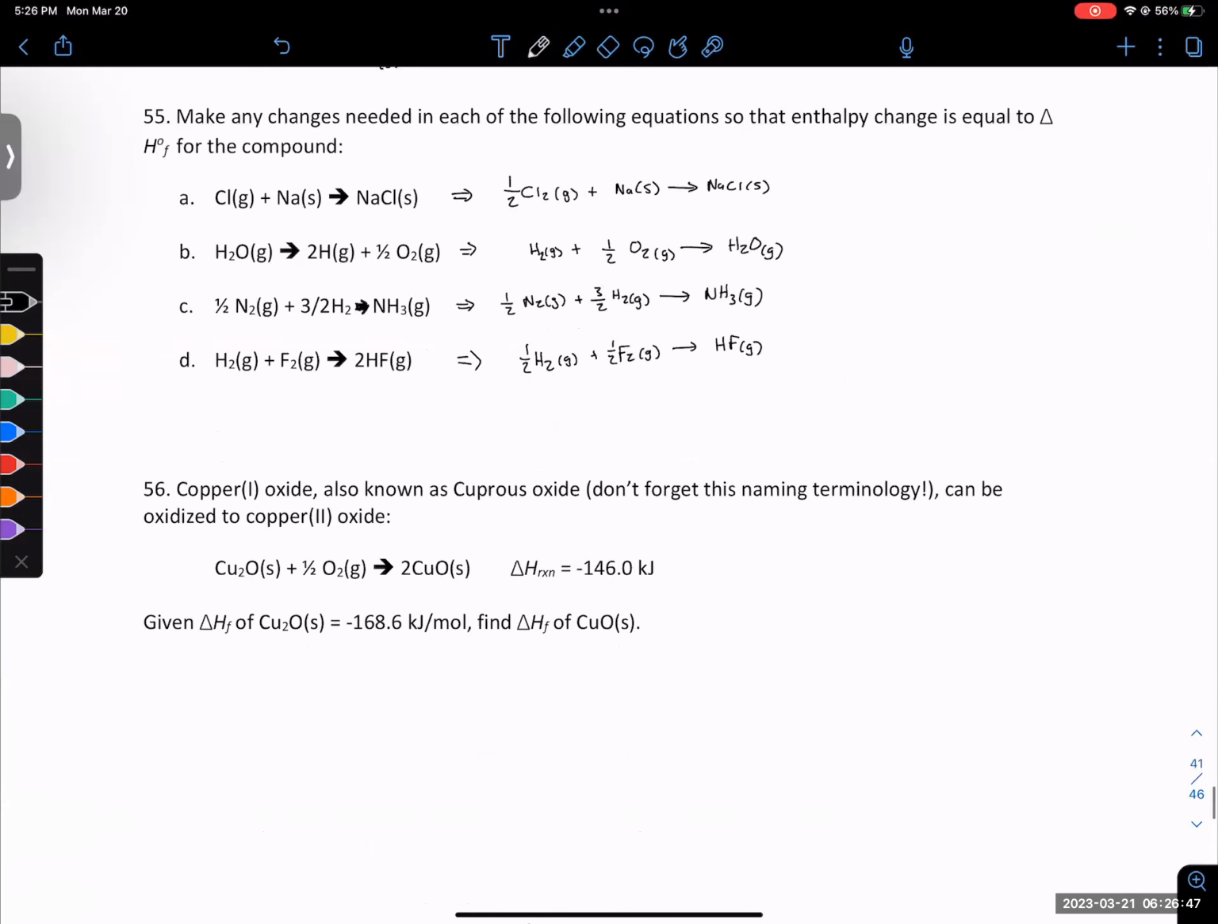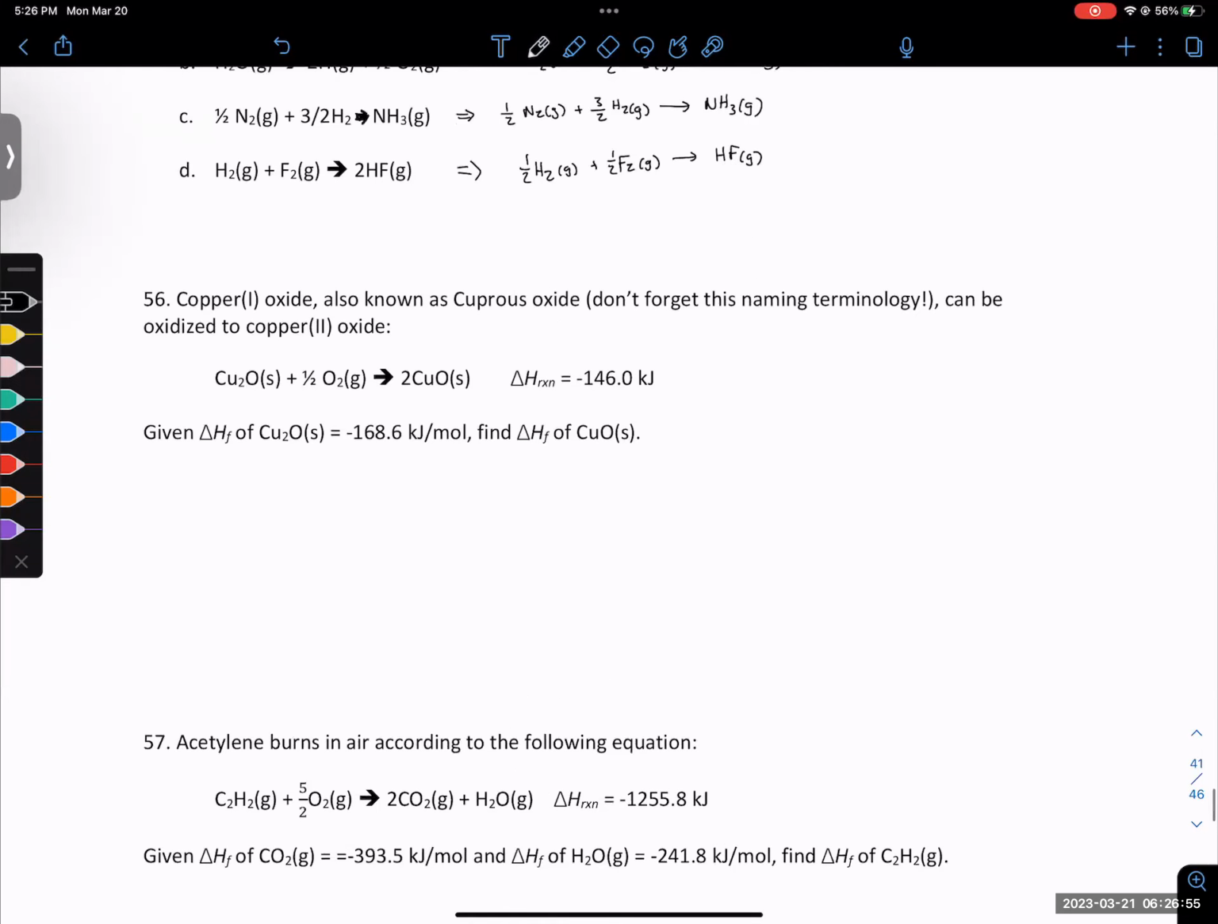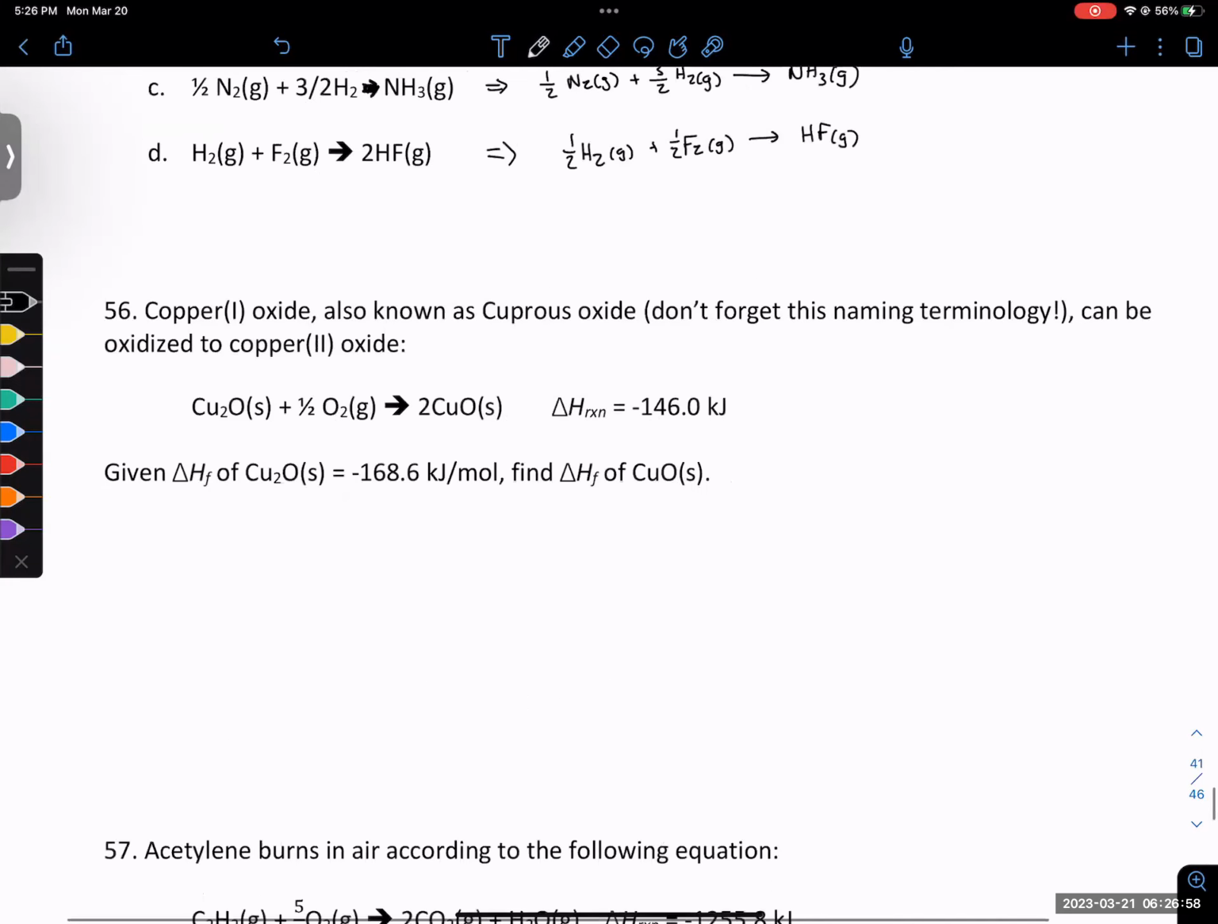Next one is an interesting one. All right, number 56. I'll give you 3 minutes to work on this one. Go ahead and try that.